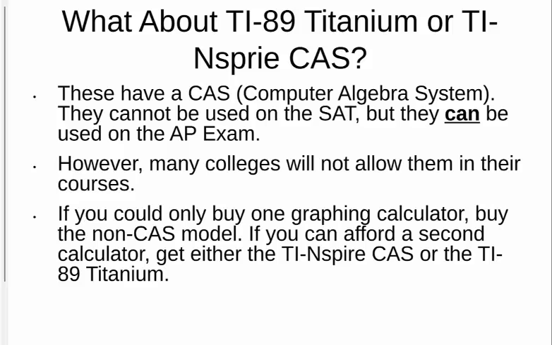Here's what I would say, though. If you can only get one, because graphing calculators are expensive, get the non-CAS model, the 83 Plus or 84 Plus series. If you can afford a second calculator, get either the Inspire CS, the TI-89 Titanium, or a used TI-89. Those are good. Yeah, the Titanium is pretty much the same. It's a redesign, and I think it's a little bit faster, but otherwise the same.